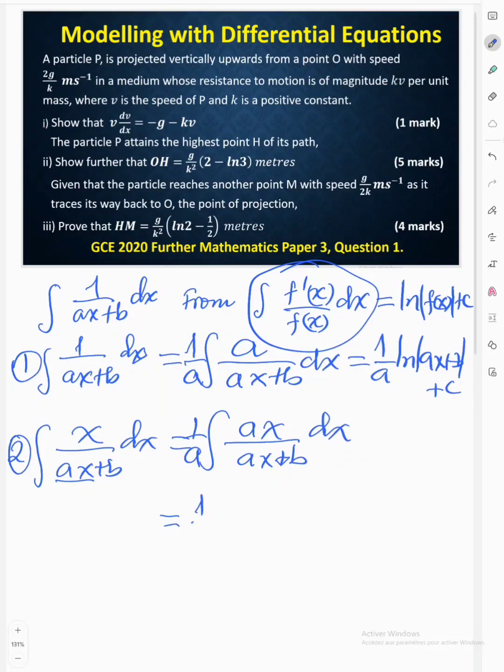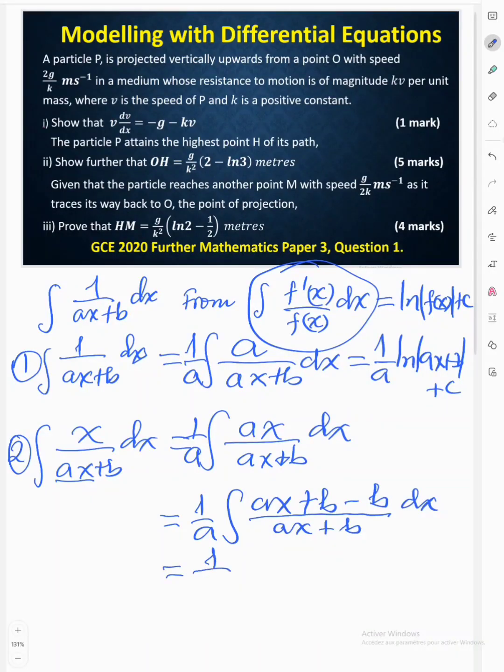From here now, 1 over a will multiply the integral of ax. Since I need the numerator to be exactly like the denominator, we have ax plus b at the denominator, and at the numerator we just have ax. So I would add b and perform the reverse operation of addition, which is subtraction of that same b, so that again the function at the numerator is not altered.